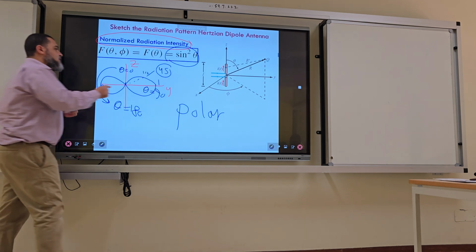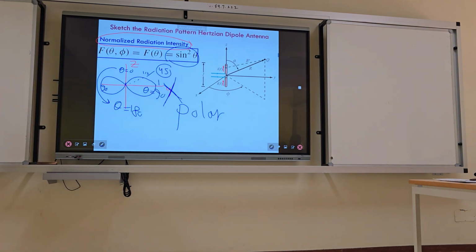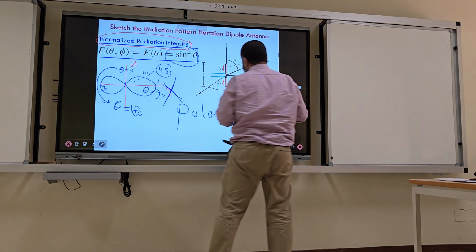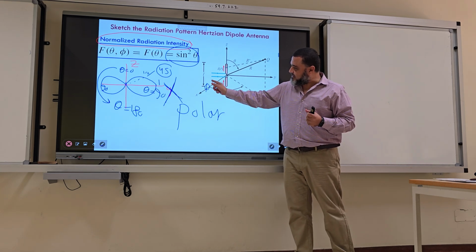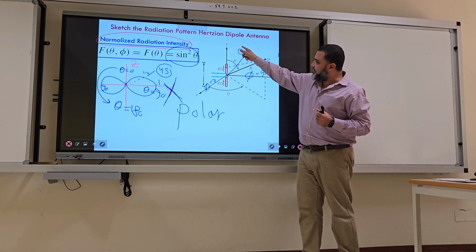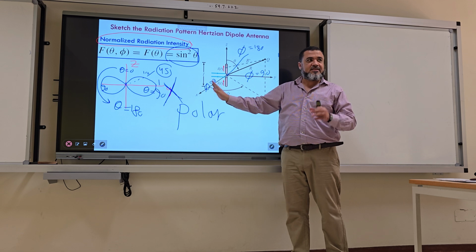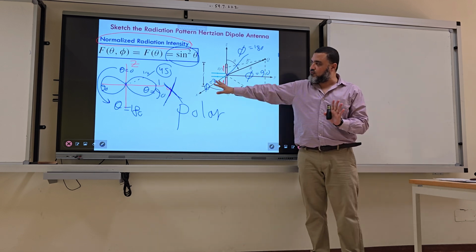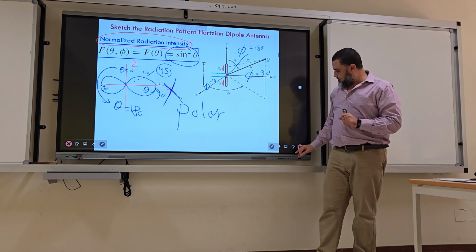Agree? What about if I make this X? What should be the new sketch? The same. No change. If you go in, look, the angle phi is changing. Angle phi starts from X. So at X, phi is 0. Then at Y, phi is 90 degrees. Then here, phi is 180. So in the XZ plane, phi is 0. When we say XZ plane, it means phi is 0, a phi constant plane. At the YZ plane, what's the angle of phi?